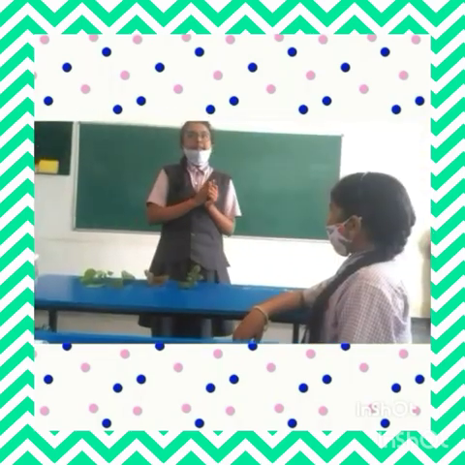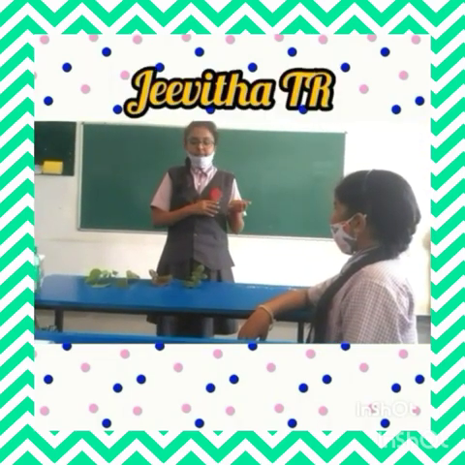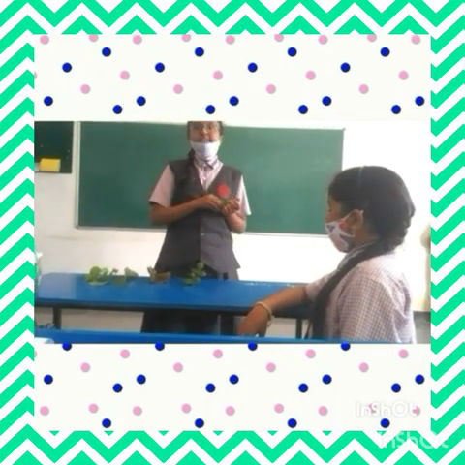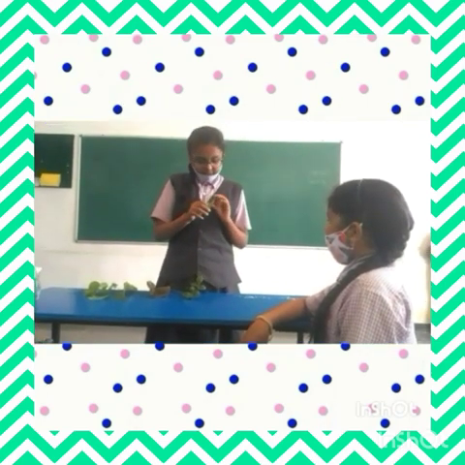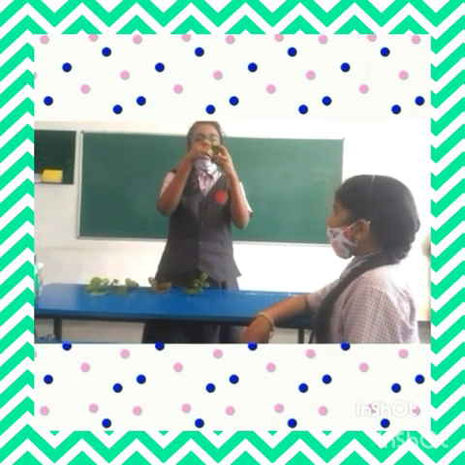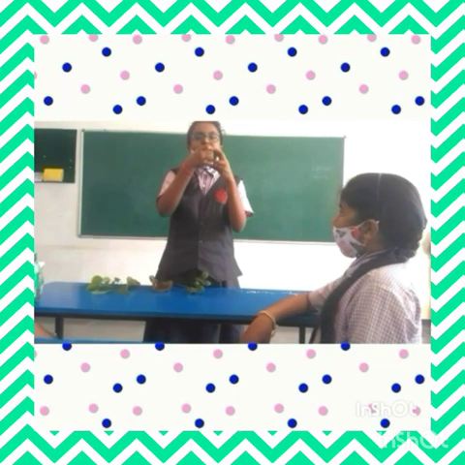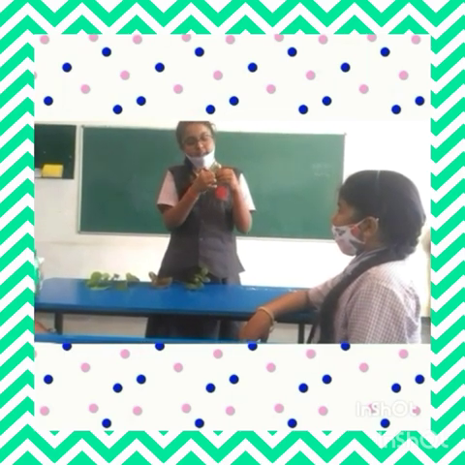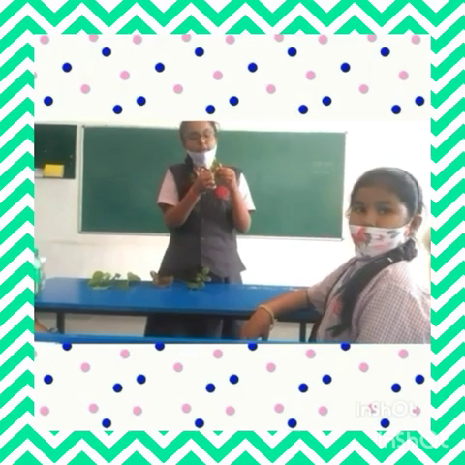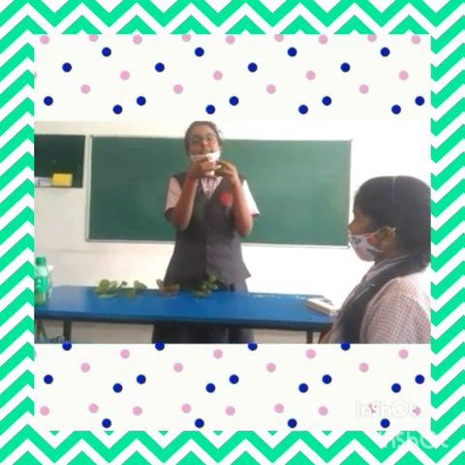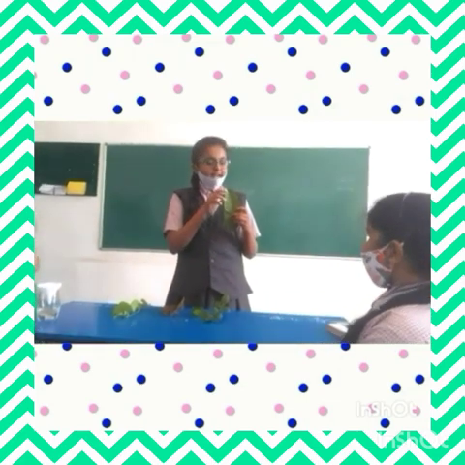I'm going to explain types of leaves. So now I have got some leaves. So first let us see parts of leaves. Here you can see the leaf has a middle line. This is called midrib, and the branch-like structures are called veins. The veins that run parallel is called parallel venation.